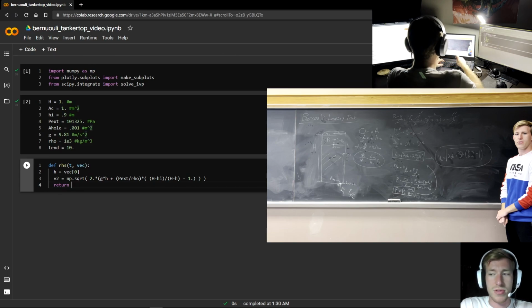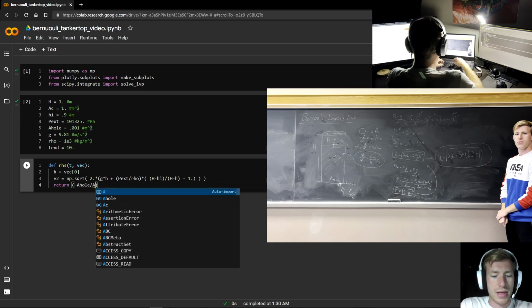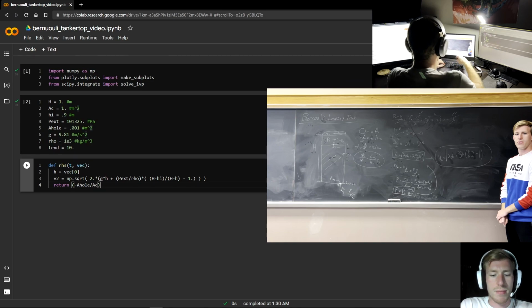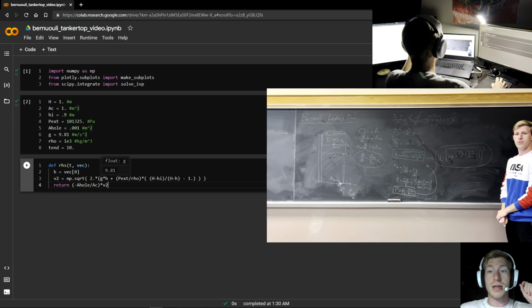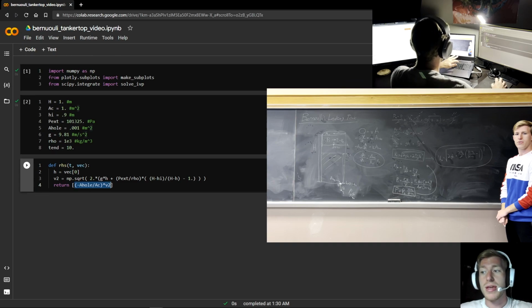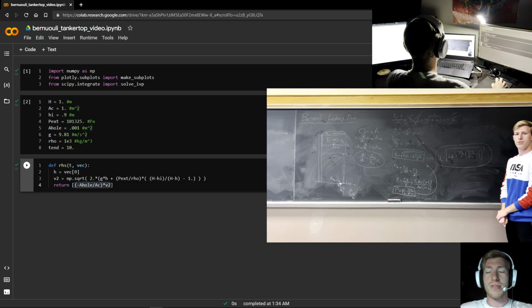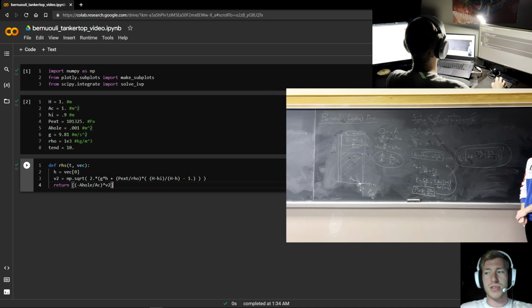So I'm going to just put this in parentheses, negative a hole divided by A C for cylinder, multiplied by V2. So you might think, okay, Ethan, we're done. You can save it, but we can't, because remember, we're putting in a vector and we're taking out a vector. So if we're putting in a vector of h, and even if it's just one value, that's h, we need to make sure what we're returning is also a vector. So now that we've done that, now our right-hand side is complete.